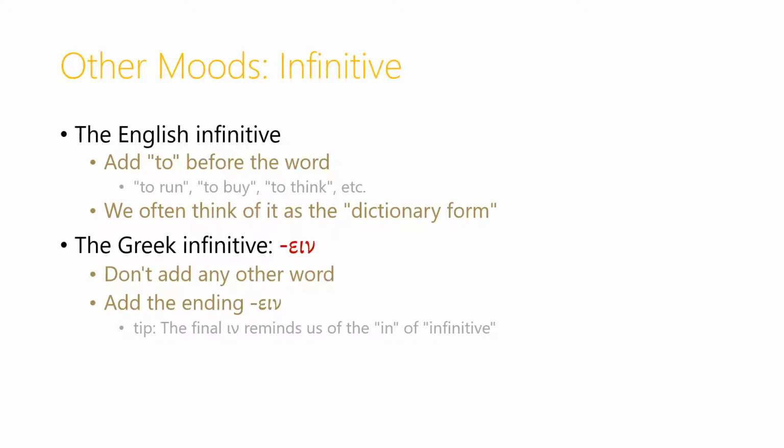The Greek infinitive is formed differently. We don't add any other word like "to" in front of the verb. Instead, we add an ending onto the end of the verb itself, the ending -ein, epsilon iota nu. And if you have trouble remembering this ending, the final iota nu, "in," reminds us of the "in"finitive.